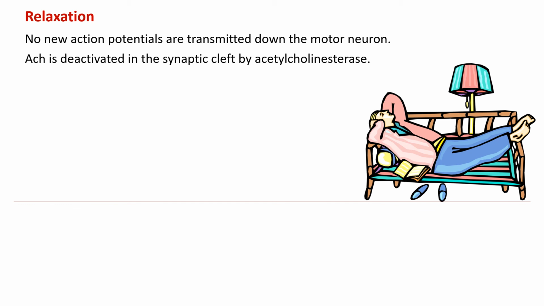Within the neuromuscular junction, within the synaptic cleft, ACh, our neurotransmitter, acetylcholine, is deactivated by an enzyme called acetylcholinesterase. This basically splits it into two components, acetate and choline. Choline is taken back up into the axon terminal to make more ACh. Acetate is excreted, but the ACh is deactivated.